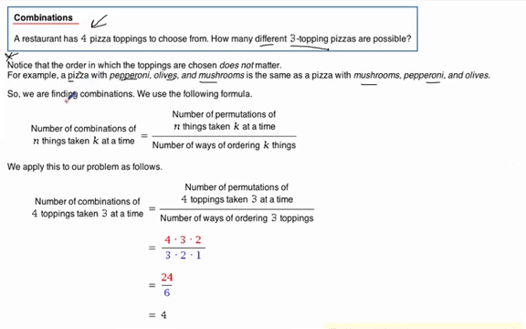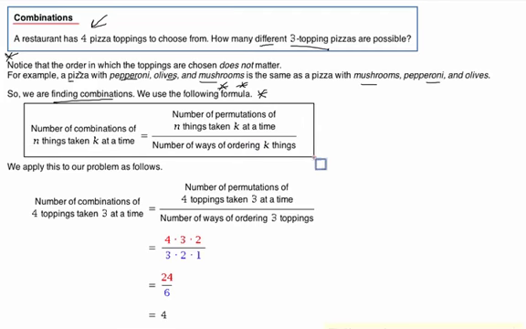And so in order to find the combinations, we use the following formula. We like formulas. Make sure you put this in your notes. Really helpful. The number of combinations of n things taken k at a time is the number of permutations of n things taken k at a time, divided by the number of ways of ordering k things. Okay, so let's look at those 2 parts individually.